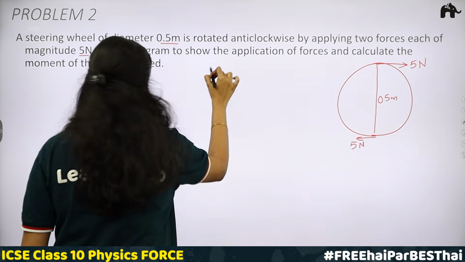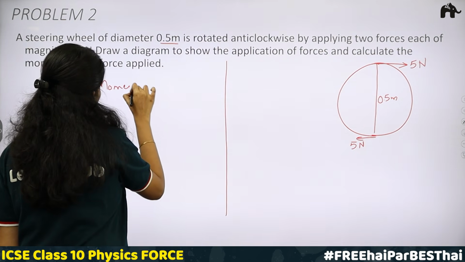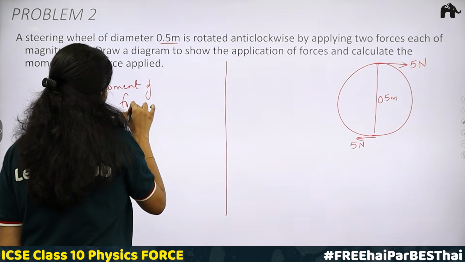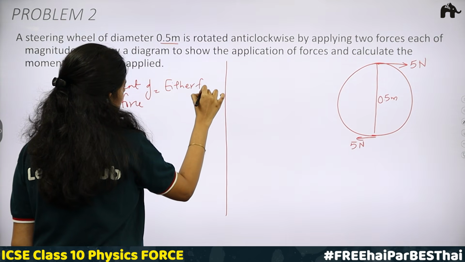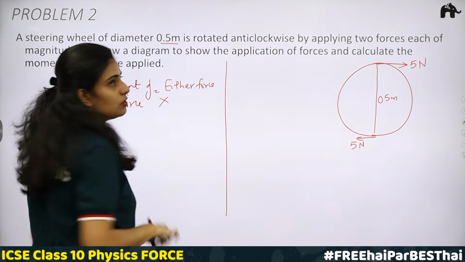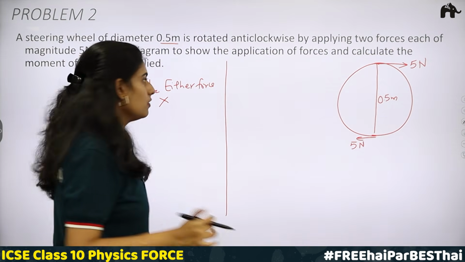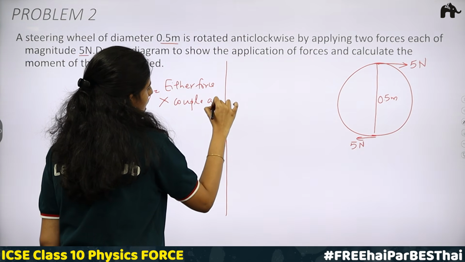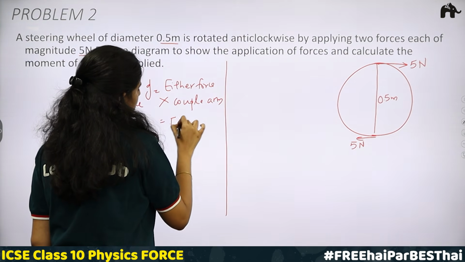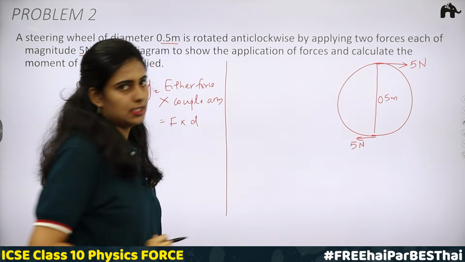How to calculate the moment of force? Moment of force is equal to any of the forces, either force, into the perpendicular distance between the points of application of the two forces, which we also call the couple arm. That is F into D. This distance is taken as D. Okay, couple arm is taken as D.